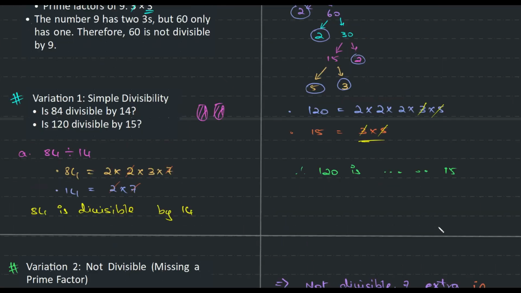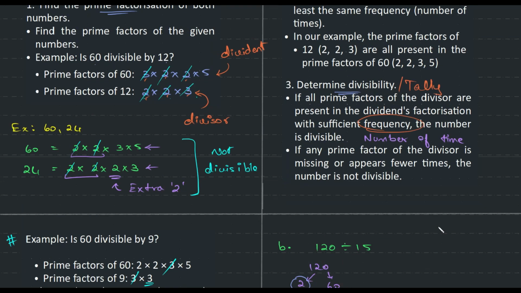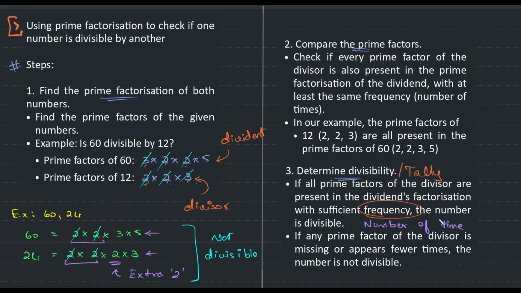That's it. Okay. So you can see that frequency, that is the number of times, also matters. If it's not there, it is not divisible. Basically, you guys tally. That's it. Just use the method of tally and you are done. You can use a pencil while doing that.